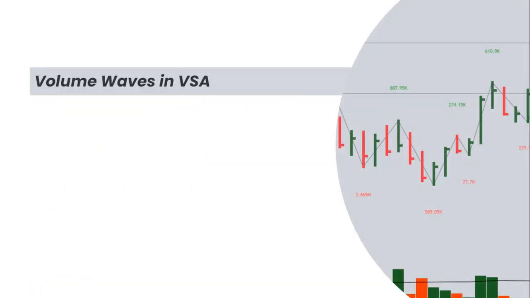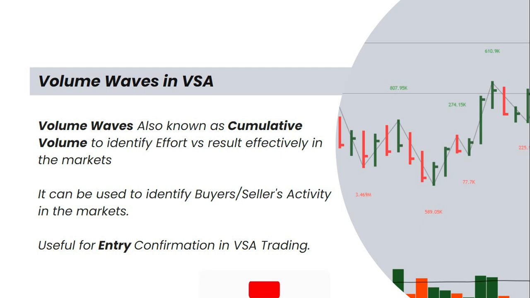The next feature is the volume waves and volume spread analysis, also known as cumulative volume. This is very important for me because volume waves identify effort versus result effectively in the markets. This can be used to identify buyers' and sellers' activity in the markets, and is very useful for entry confirmation in VSA trading actually.